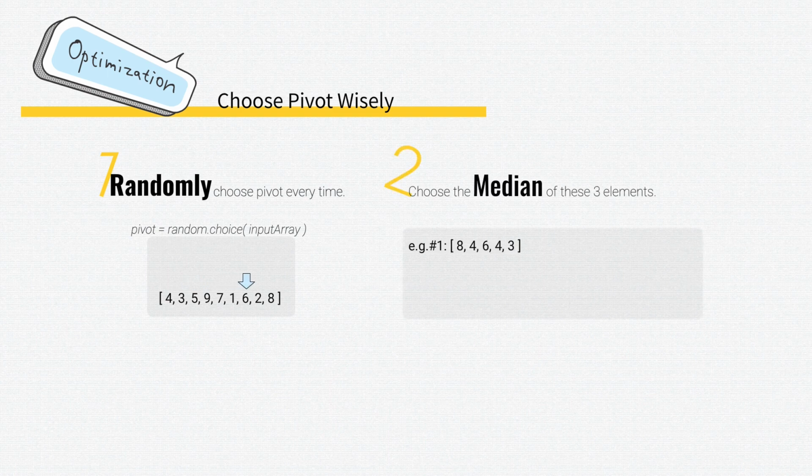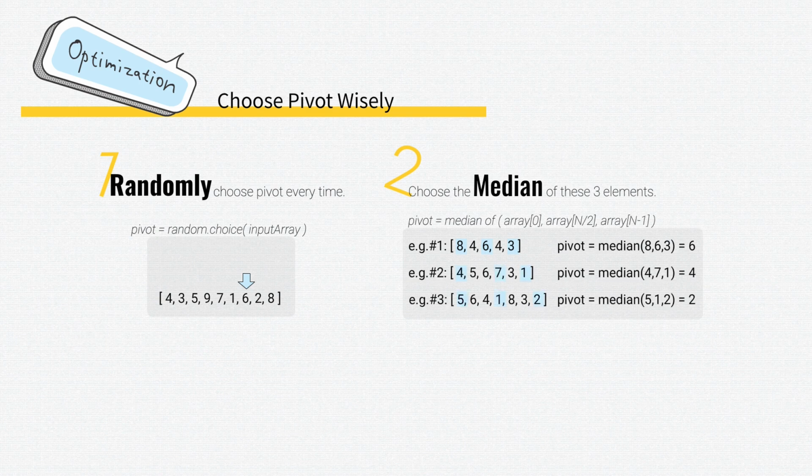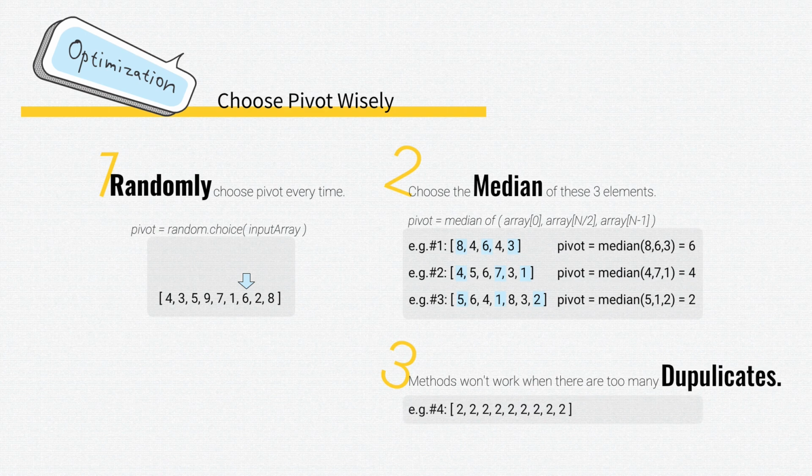Another way is to choose pivot from the first, middle, and last element in the array. We compare their values and choose the one whose value is in the middle, like what is shown in the examples below, so that we can avoid the worst case. However, when there are many duplicates in the array, for example this one, then these methods may not work. So it's always a good idea to choose the sorting algorithm based on the characteristics of our input array.